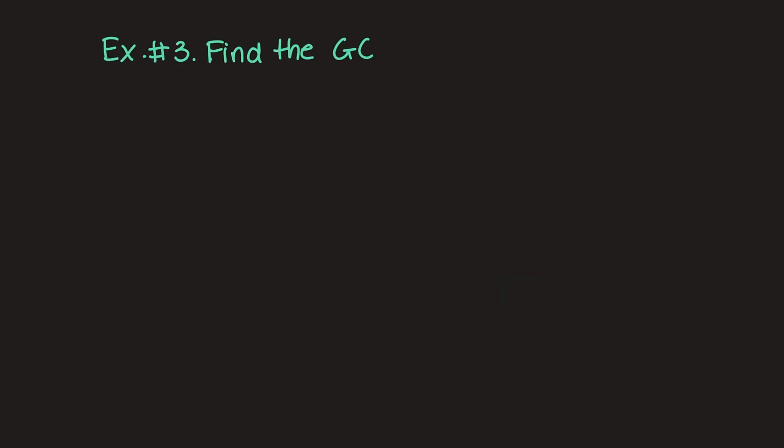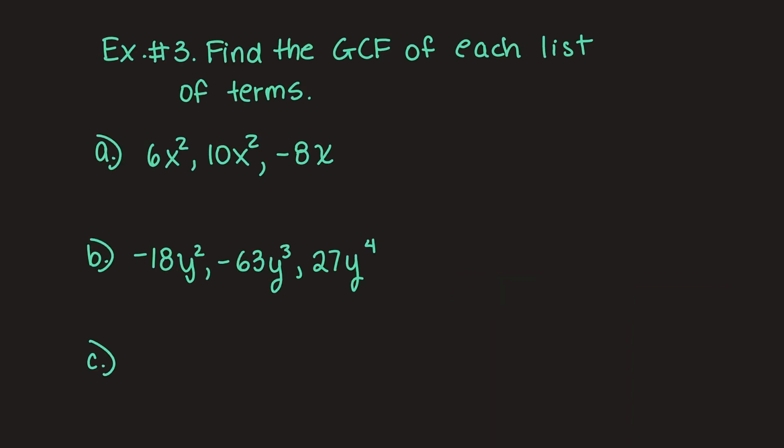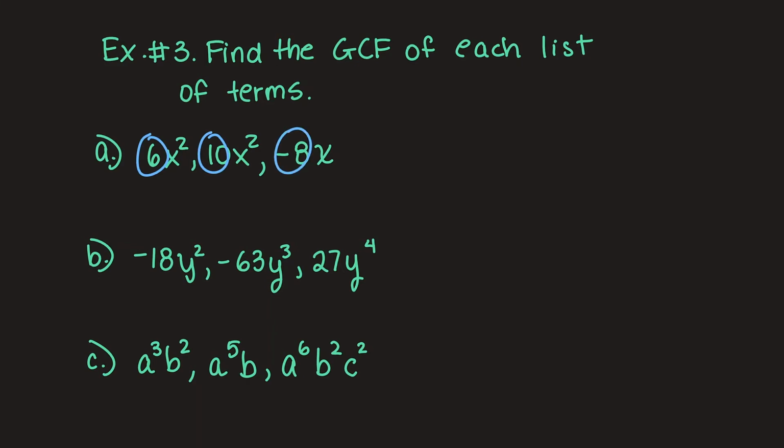So for example 3, we want to find the GCF of each list of terms. First, we find the GCF of the numerical coefficients 6, 10, and -8. The GCF will be 2. We could also say that the GCF is -2, but for now, let's just list it as a positive GCF. Then the GCF for the variable factor, x, will just be that variable with the smallest exponent of the list, so x. Therefore, the GCF of these three terms is 2x.